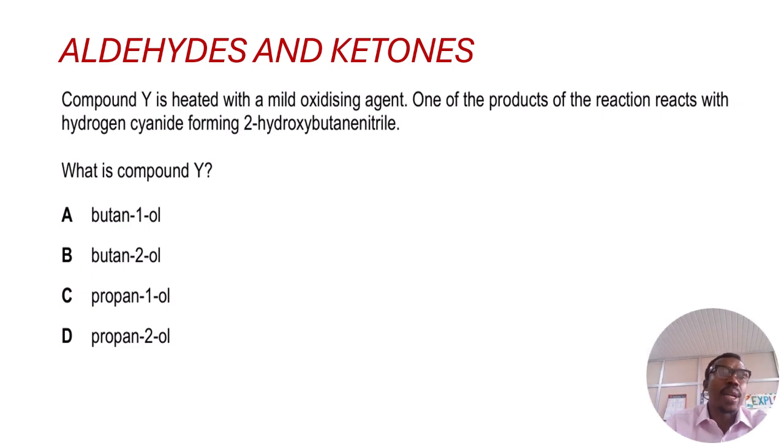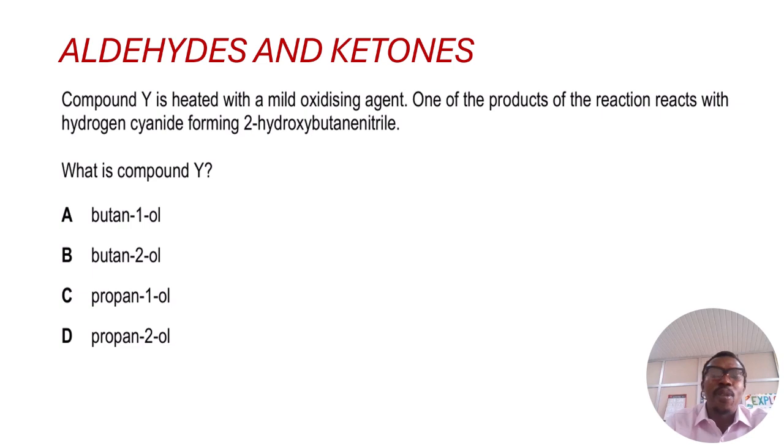Typical chemistry A-level question on aldehydes and ketones. Compound Y is heated with a mild oxidizing agent. One of the products of the reaction reacts with hydrogen cyanide, forming 2-hydroxybutane nitrile. What is compound Y? So this is a reaction that has to do with the formation of a hydroxynitrile by a reaction of an aldehyde or ketone with hydrogen cyanide.